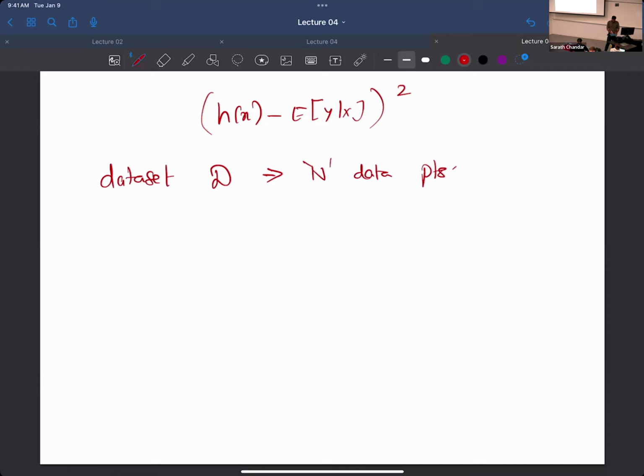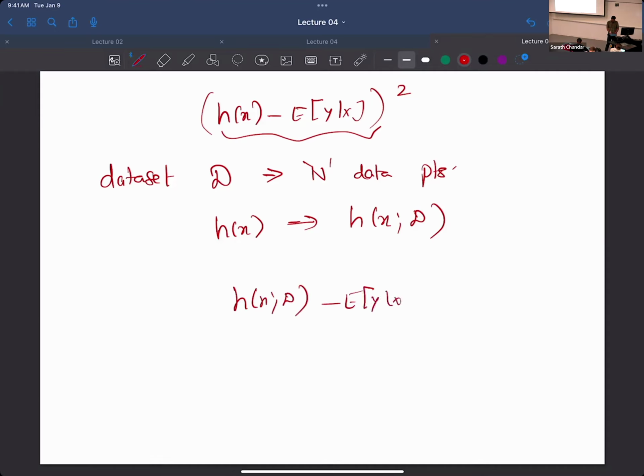Okay, and this means whenever I say h of x, it is actually h of x given this data set. It's not any h of x. What is the hypothesis, given that I'm using this version of the data set? For a different version of the data set, you're going to get different hypotheses. So this function that you see here is actually h of x given D minus E of y given x, the whole square.